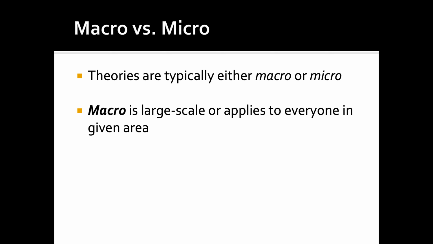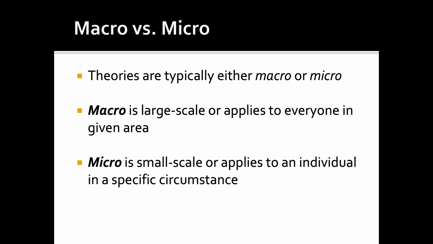You also might look at something like social disorganization theory. That's more of a macro theory because it's looking at everyone in a certain neighborhood or a certain type of neighborhood. So again, a lot of theories are either macro or micro. As you can imagine, if macro is large scale or applies to everyone in a given area, micro is small scale or it applies to an individual in a specific circumstance.